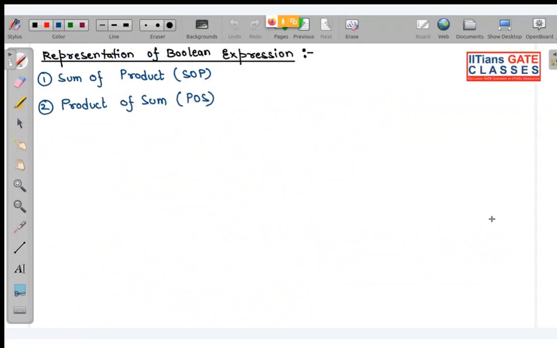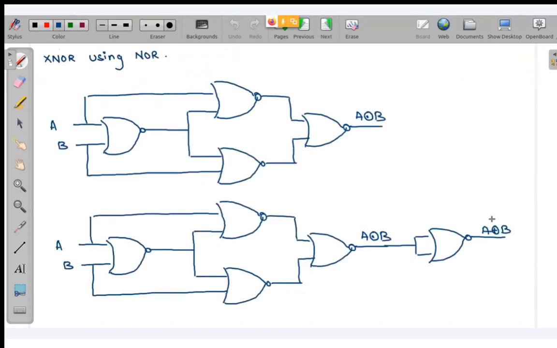Okay, how to represent Boolean expression. So copy this down very quickly. Copied? Any doubts, anyone? Please tell me. Or else we are going to start the last topic for today, that is SOP and POS.